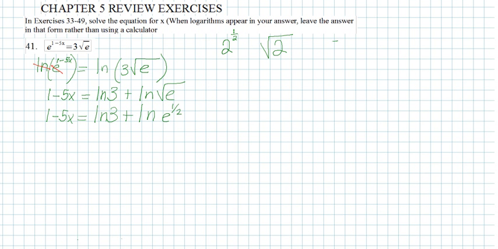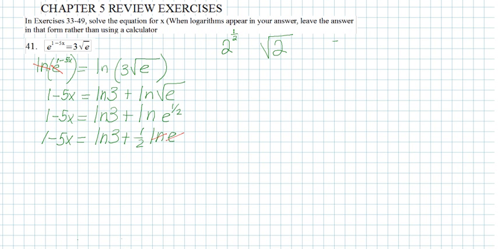And also remember, to get rid of exponents when you're working with logarithms, you can actually grab the exponent and move it in front of the logarithm. So now I have 1 minus 5x equals the natural logarithm of 3 plus 1/2 the natural logarithm of e. Remember, when you have the natural logarithm and the base e together, they immediately get married and go away on a honeymoon. So now they're gone. We only have 1/2.